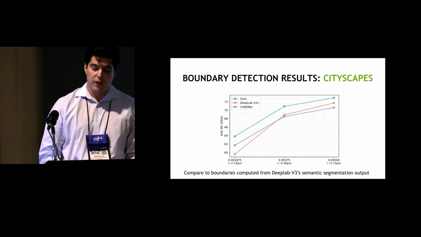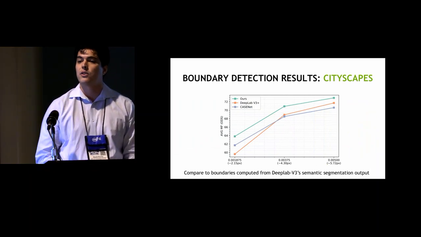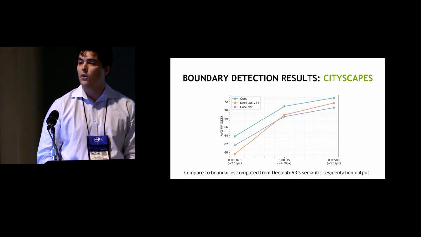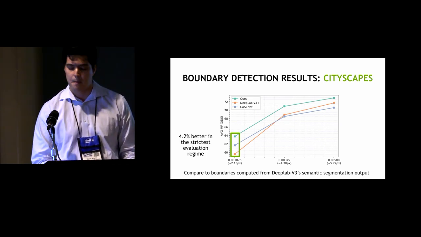One could also wonder, what about those boundaries that can be obtained from a semantic segmentation network such as DeepLab? In the plot below, we compare our boundaries versus DeepLab boundaries. We can see that in spite of using a much simpler architecture, our method performs significantly better, even at the stricter regime.